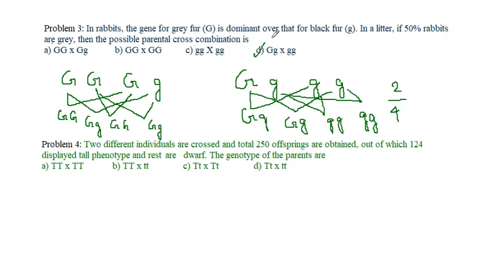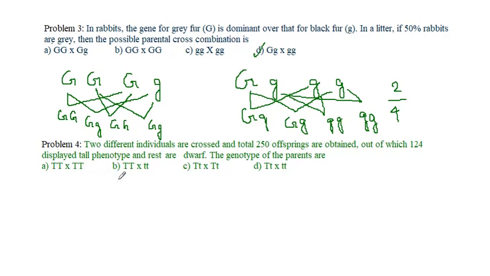In problem 4, it is given that two different individuals are crossed and a total of 250 offsprings are obtained, out of which 124 display tall phenotype and the rest are dwarf. The genotype of the parents are. Now, is option A possible or not? No. Why? Because in this we don't have any allele for dwarf plants.